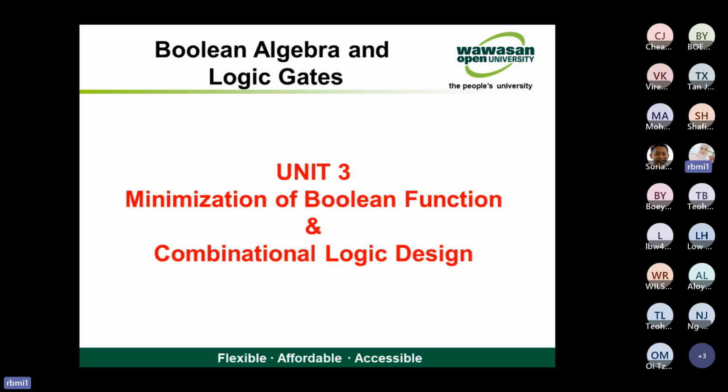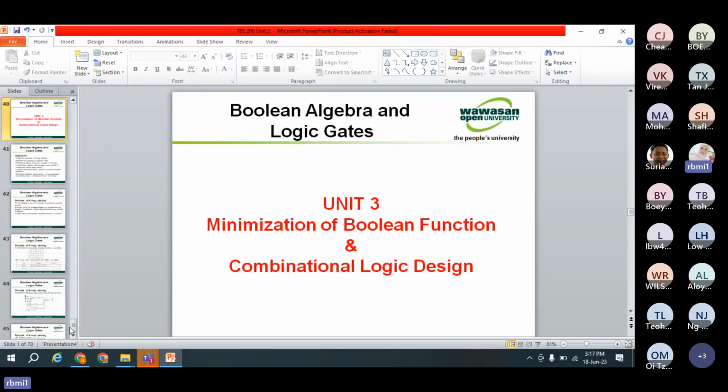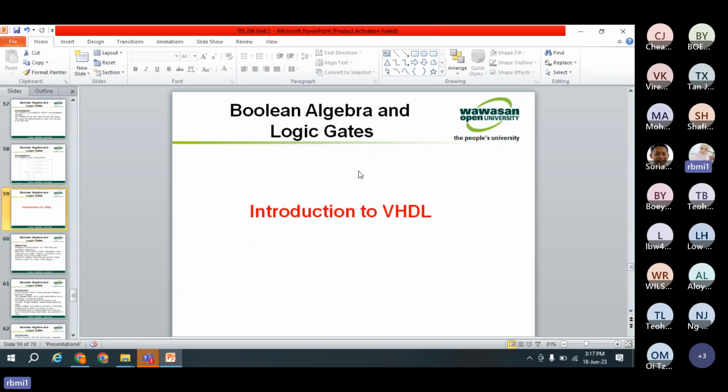Next is minimization of Boolean functions and combinational logic circuits. We will cover this in unit 3, up until VHDL. This one is also in unit 3.